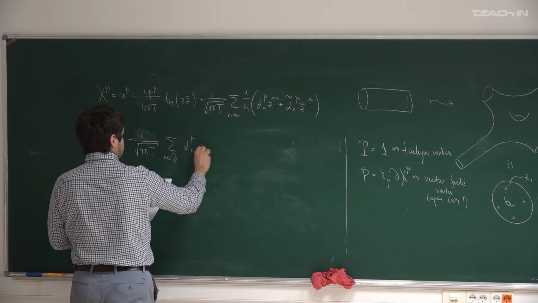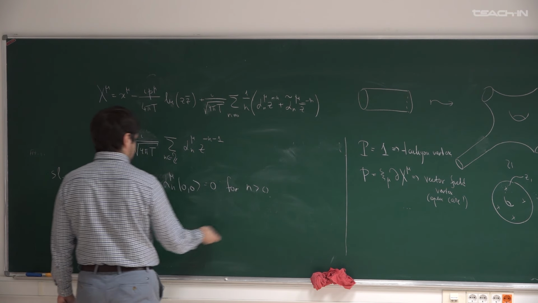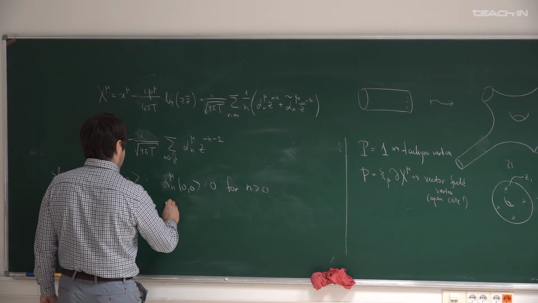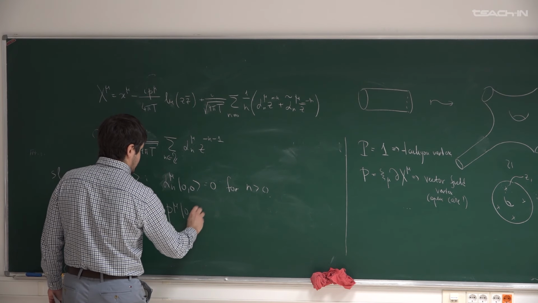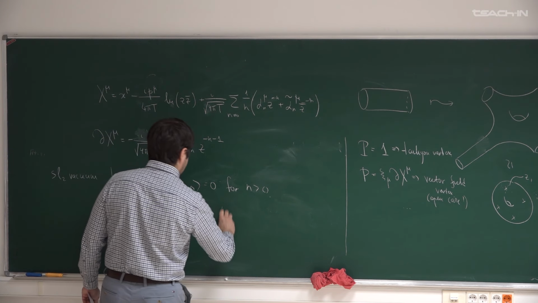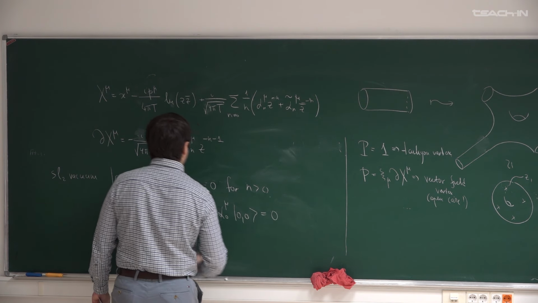So this is what is called an SL2 vacuum. So this is a state that is annihilated by all oscillators with positive indices, and also of zero momentum. So that means P mu 0, 0, which is the same as what we call alpha 0, is 0.